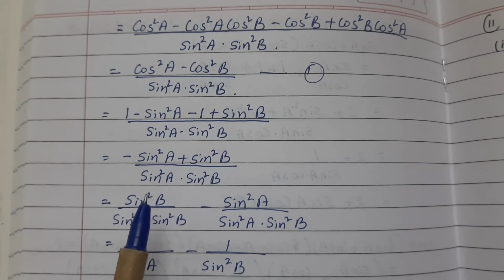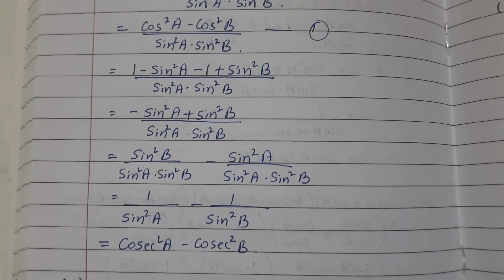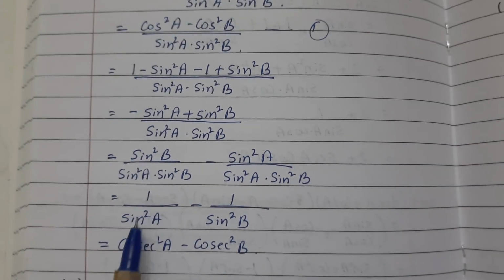Sin square B minus sin square A upon sin square A into sin square B. Here sin square B cancel each other. Here sin square A cancel each other. What remains? 1 upon sin square A minus 1 upon sin square B, which is equal to cosec square A minus cosec square B. Second part proved.